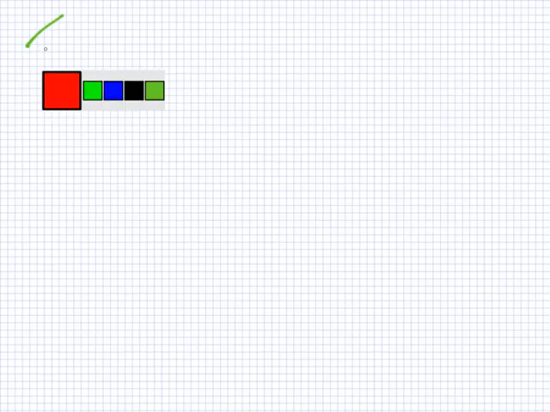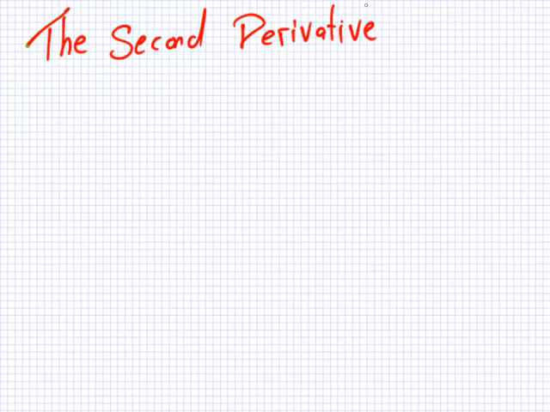Okay, as I was saying, page 74. The second derivative.